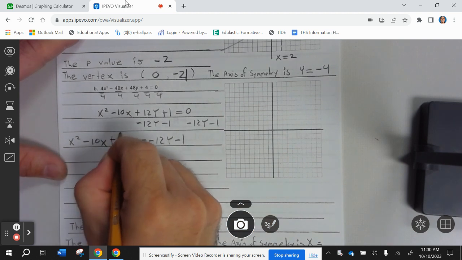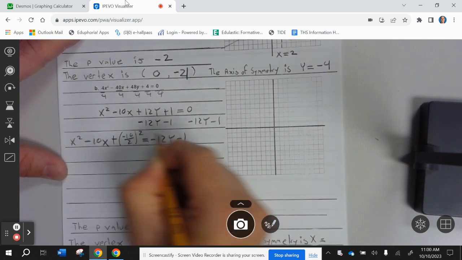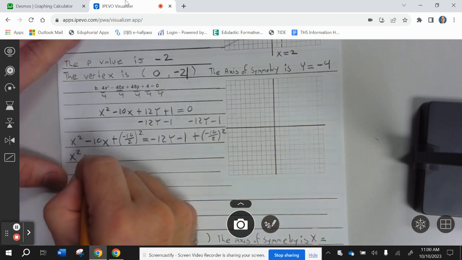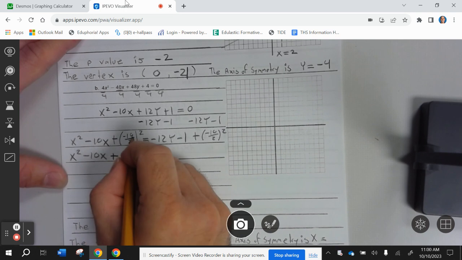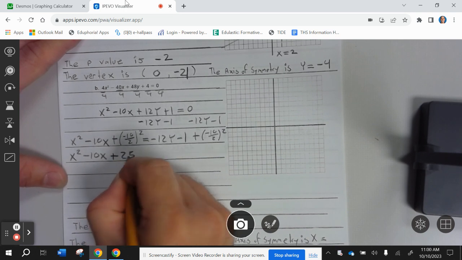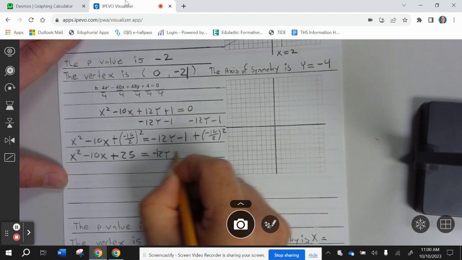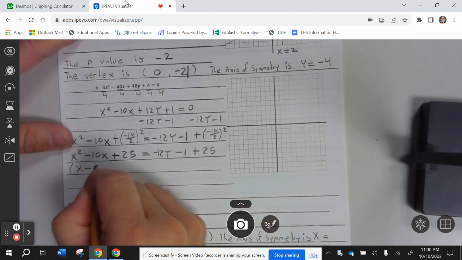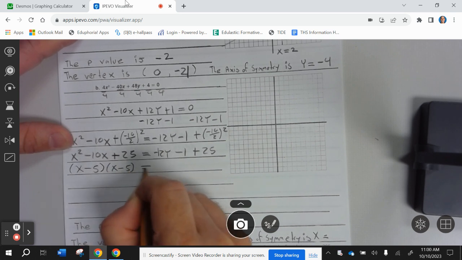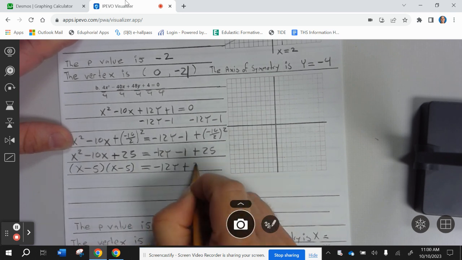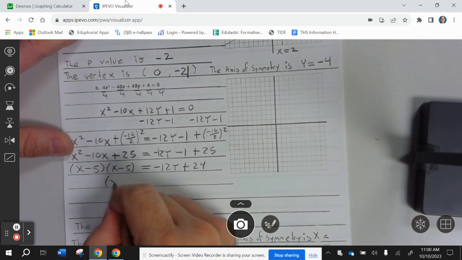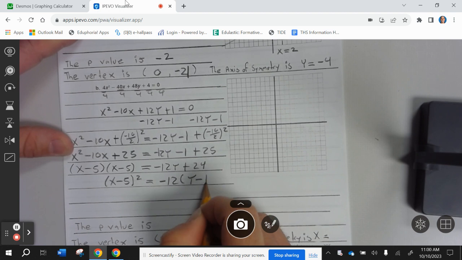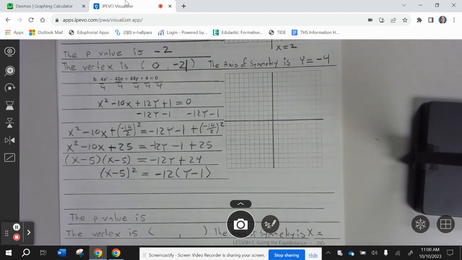Complete the square. So plus negative 10 divided by 2 squared to both sides. So you get x squared minus 10x plus negative 10 divided by 2 is negative 5 squared is plus 25 equals negative 12y minus 1 plus 25. This factors to be x minus 5 squared equals negative 12y plus 24, which then is x minus 5 squared equals negative 12 times (y minus 2). All right, let's go ahead and graph that.